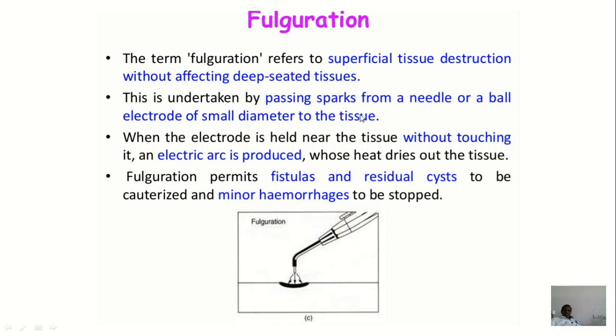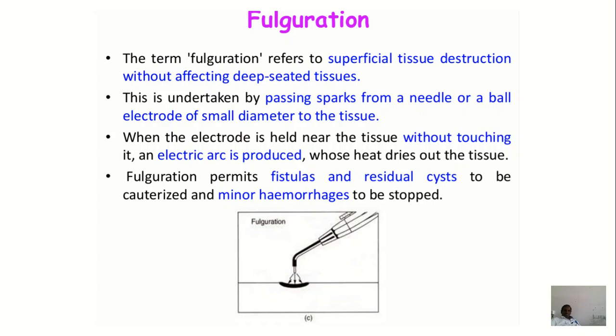This is undertaken by passing a spark from the needle or a ball electrode of small diameter to the tissue. In that case we are using a needle electrode or ball electrode with small diameter. It is not touching the tissue; we keep a small distance, a millimeter or so, between the electrode point and the tissue. So that a spark will be generated. This spark is applied only to the surface of the tissue, so only the surface of the tissue is affected, not the deep-seated tissue.